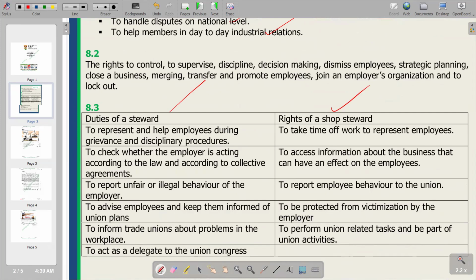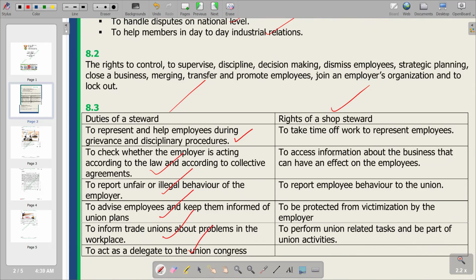So for duties, we are saying to represent and help employees during grievance and disciplinary procedures, and then to check whether the employer is acting according to the law and according to collective agreements, to report unfair or illegal behavior of the employer, to advise employees and keep them informed of union plans, to inform trade unions about problems in the workplace, and also to act as a delegate to the union congress. So these are the duties of a steward.